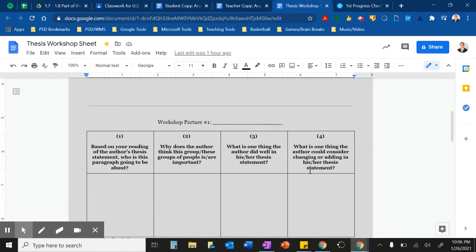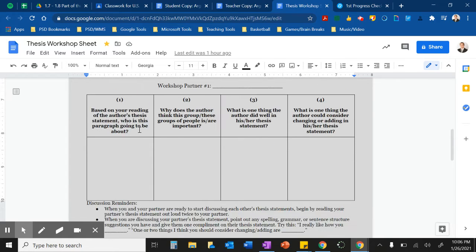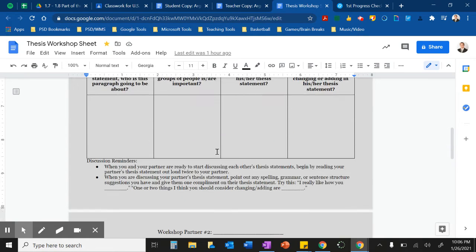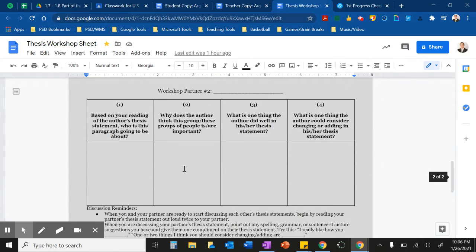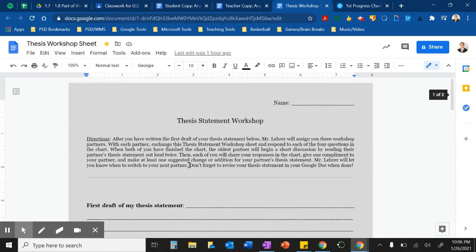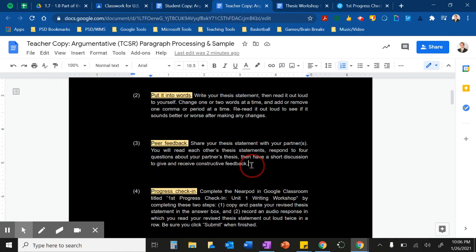Okay, and then when you get with your partner, you'll read your thesis statement and then respond to these 4 questions, to make sure you've got everything you need in your thesis statement. Then you guys will have a short discussion with a couple reminders to give each other some constructive feedback. And that will be how we do our peer feedback if you're in person. So that's step number 3. I'll give you more details once this video is over.